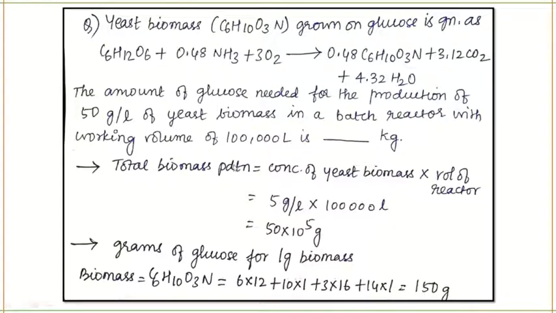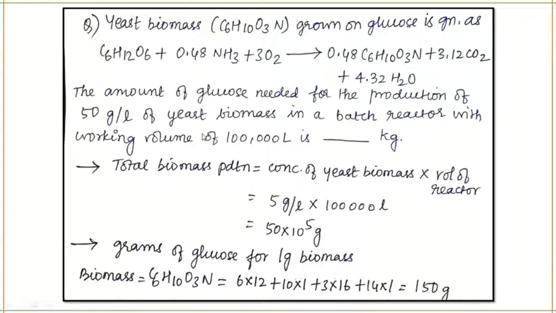So total biomass production is equal to concentration of yeast biomass, that is 50 grams per liter. It is written as 5 here, but it is not 5, it is 50. So 50 grams per liter into volume of the reactor. The volume of the reactor is 10 power 5. If you multiply both, you will get 50 into 10 power 5 grams. So this is the total biomass production.